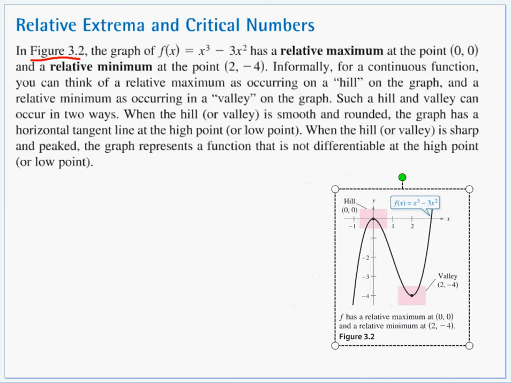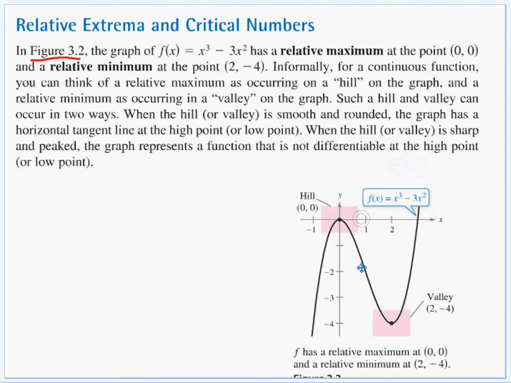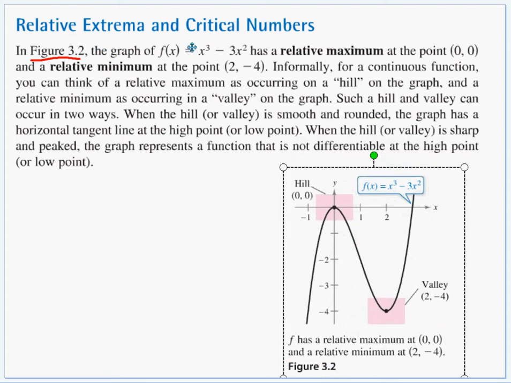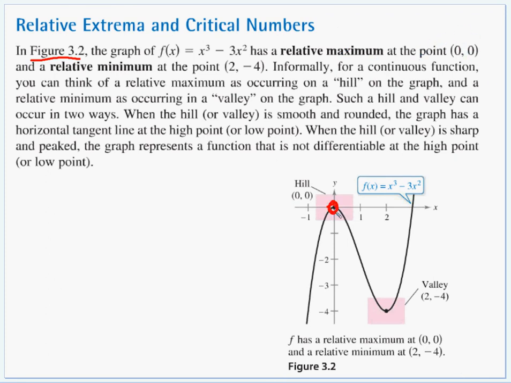In the figure, the graph of x cubed minus 3x squared has a relative max at the origin, (0, 0). If we look at that, there is a hill, and the top of the hill is right at the origin. And it has a relative min at (2, -4). So here at (2, -4), we're in a valley. The points right around it are higher than it, so that is the lowest point. That is our min. Informally, for a continuous function, we can think of the relative max as occurring on a hill and a relative min as occurring in a valley.